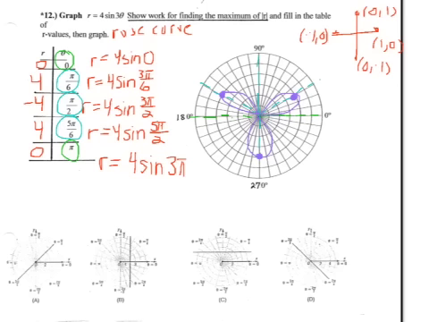You do need to know how to find the zeros and the maxes and mins on your own. So we're going to go one more slide and review how to find zeros and maxes and mins for a problem like 4 sine 3 theta.